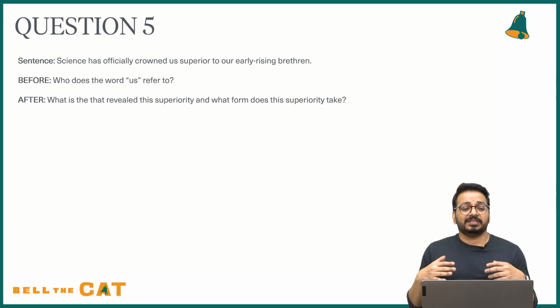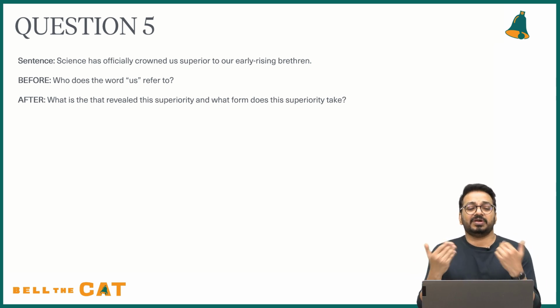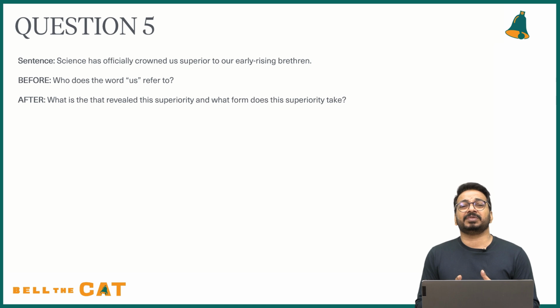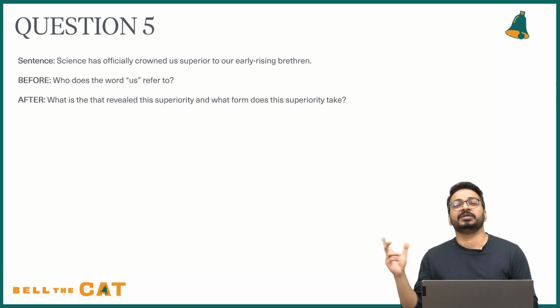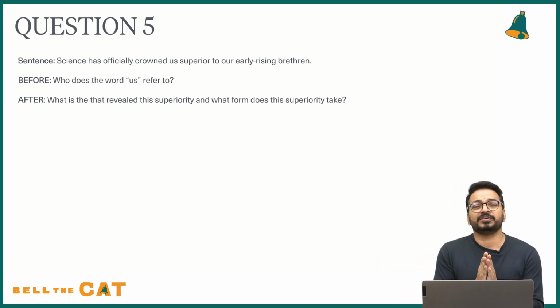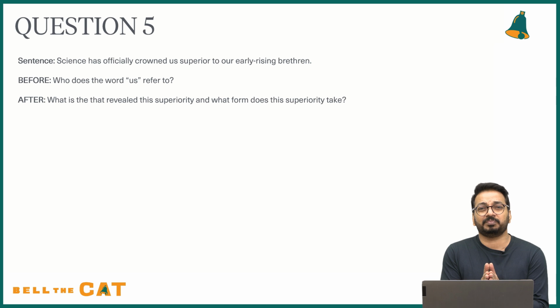Science has crowned us superior to our early rising brethren. Now, already you can infer something. If we are superior to the early risers, this "us" refers to the late people who wake up late, or say people who sleep very, very late. So, science has crowned us superior.